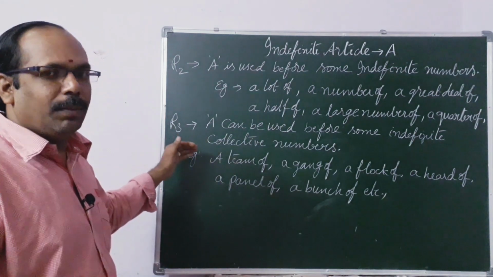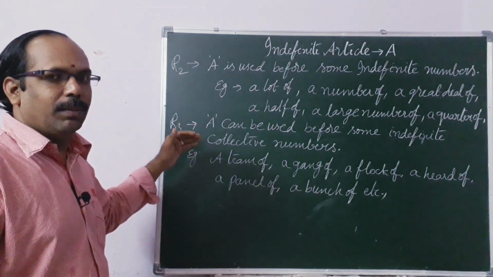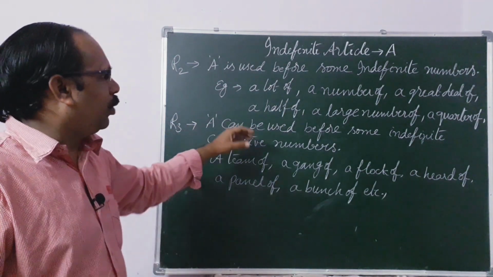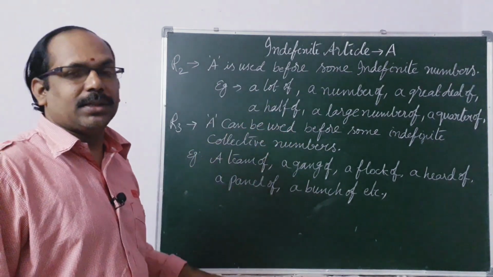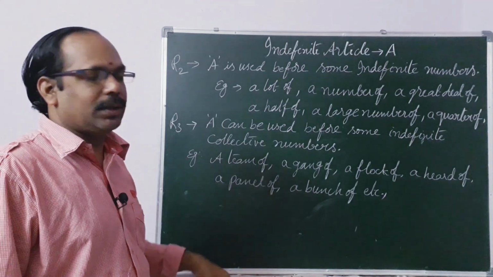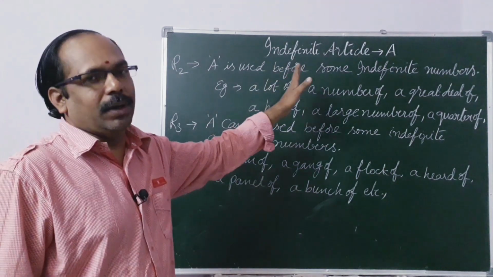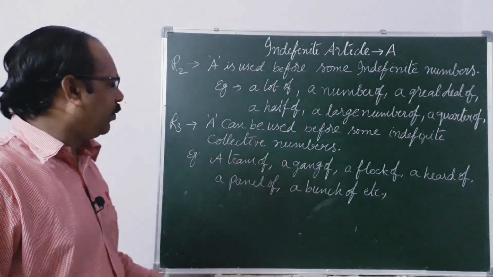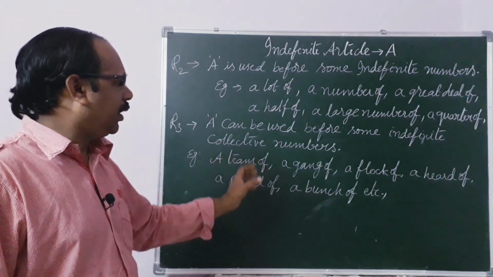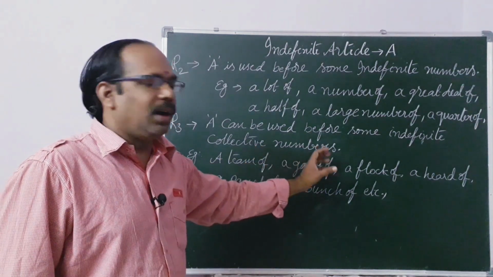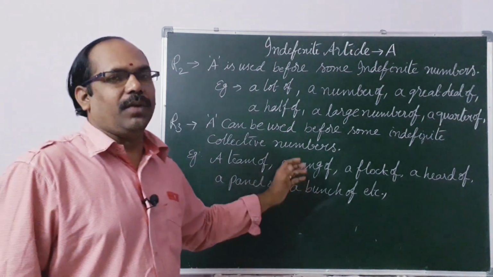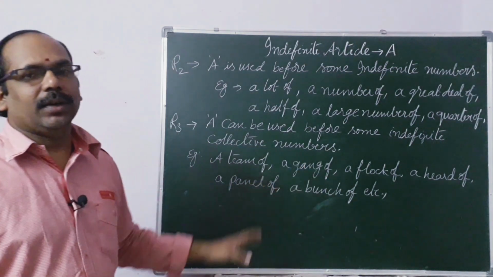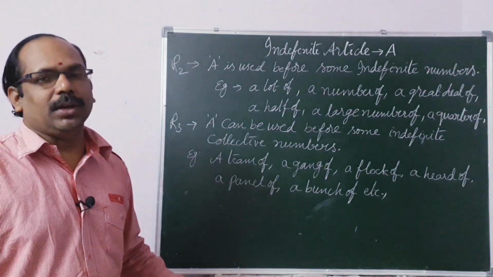Rule number 3. A can be used before some indefinite collective numbers. For example, a team of, a gang of, a flock of, a herd of, a panel of, a bunch of, etc. In these phrases, we can use a.